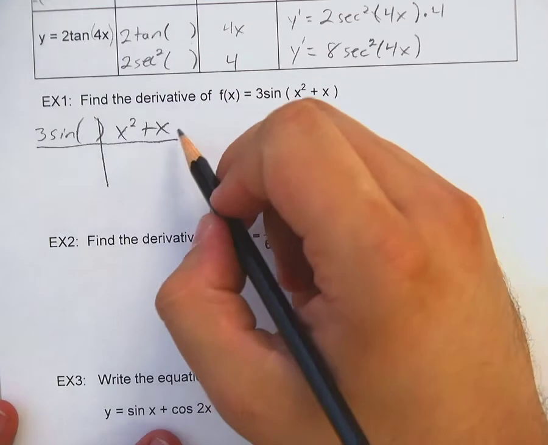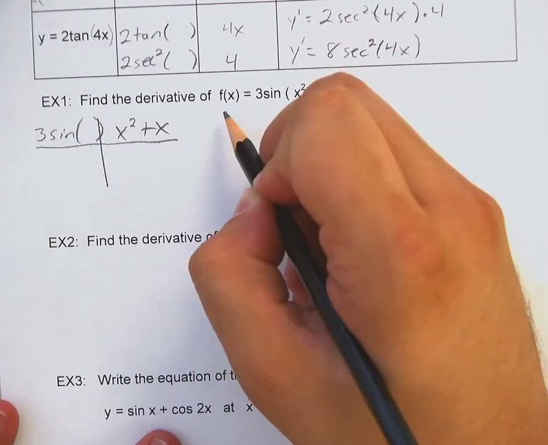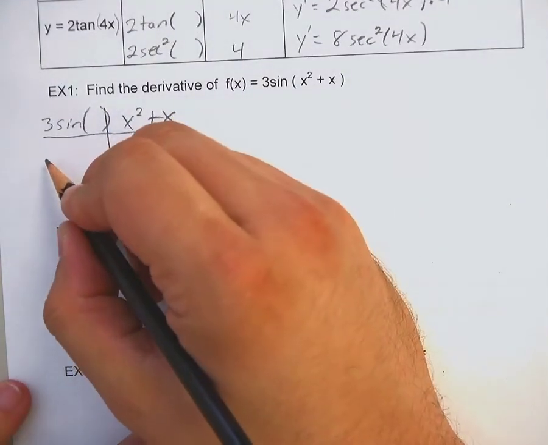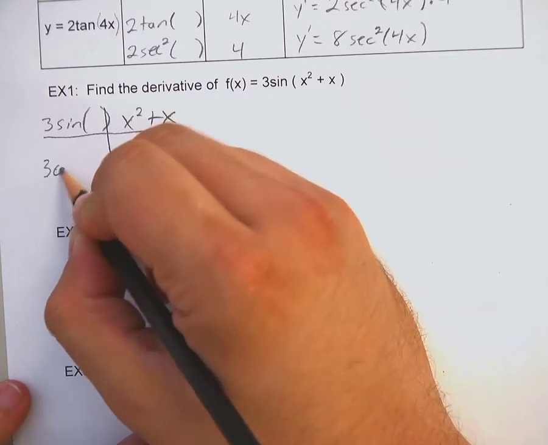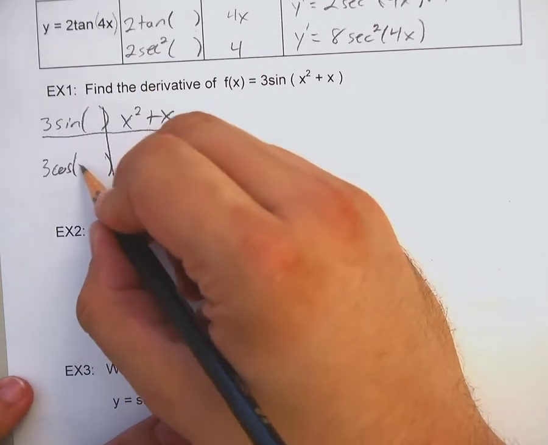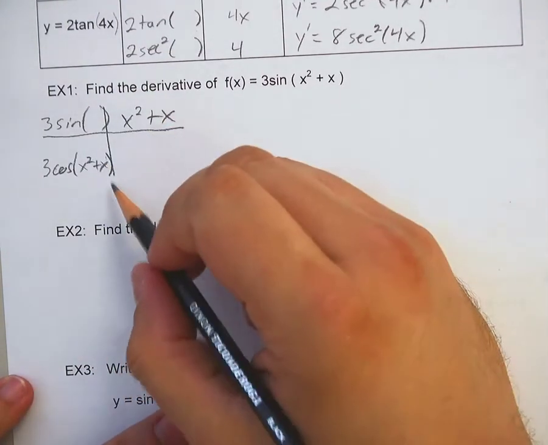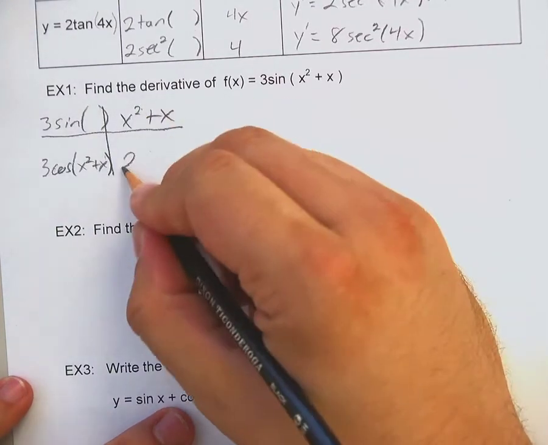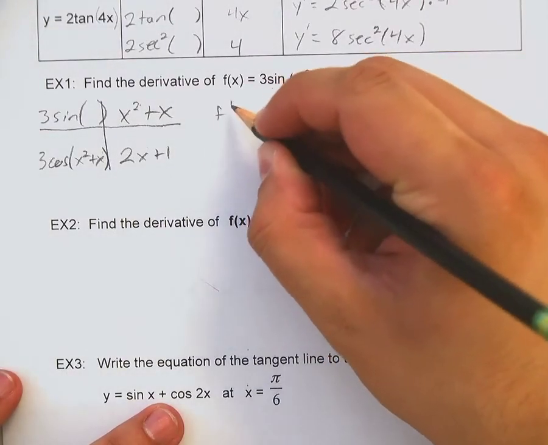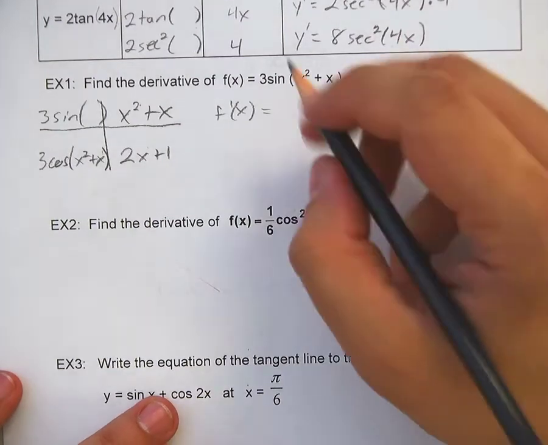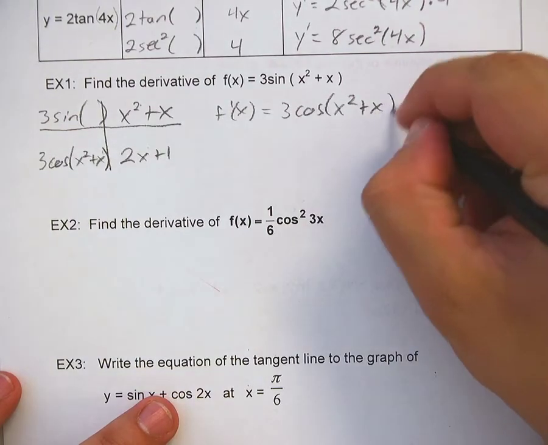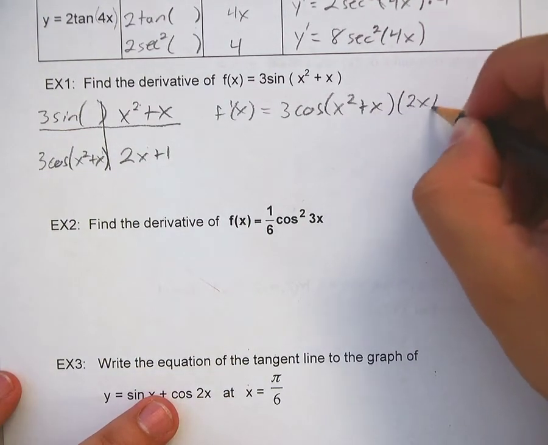And see, if there was another layer, I could go one more equation in, and I would do that extra layer. But I'm done here, so I can just keep going. The derivative then is going to be 3 times cosine of parentheses. And remember, your chocolate inside hasn't changed, so that's still x squared plus x, times the derivative of this guy, which is 2x plus 1. So f prime of x is going to be 3 cosine of x squared plus x times 2x plus 1.